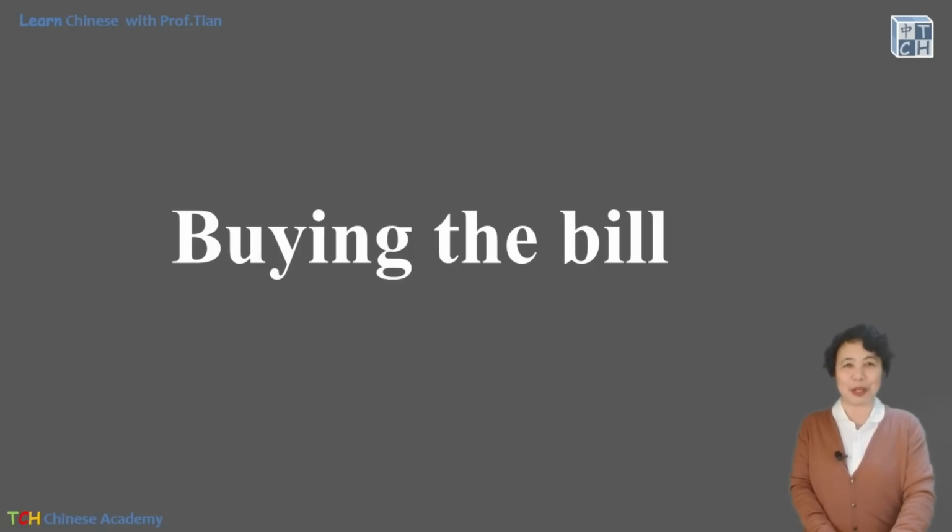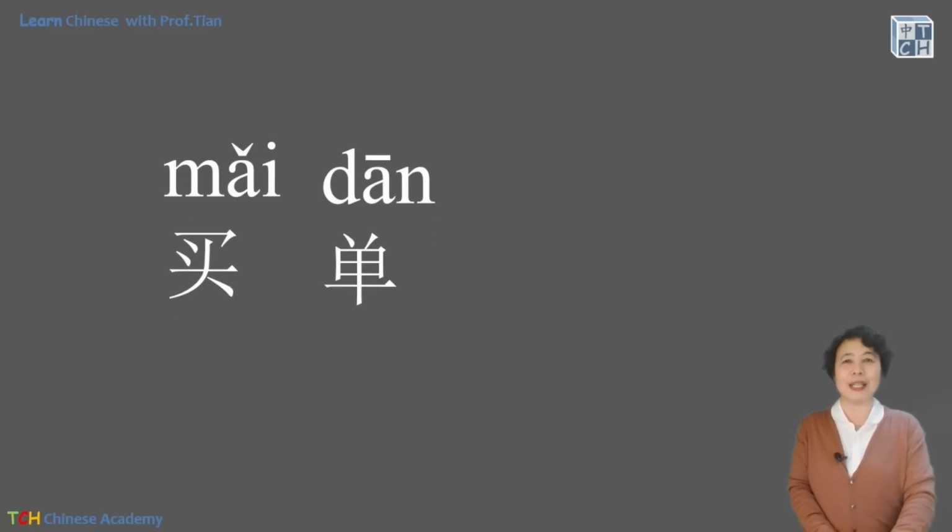Okay, first of all, let's look at the key words. That is 买单. So 买单 means to buy the bill. It's exactly the same meaning, to buy the bill. 买单. Okay, let's see how do we pronounce these two words.